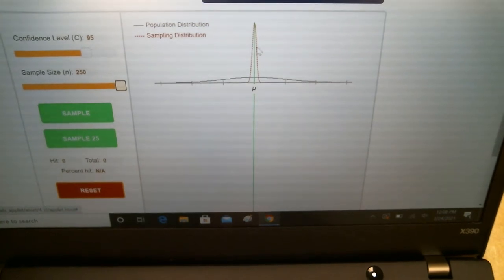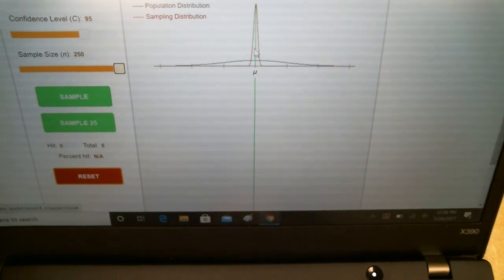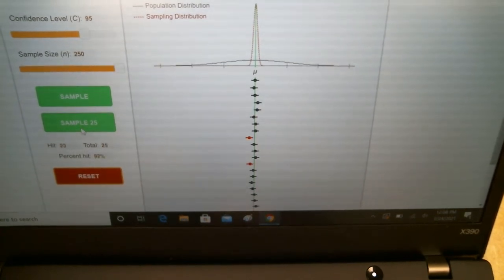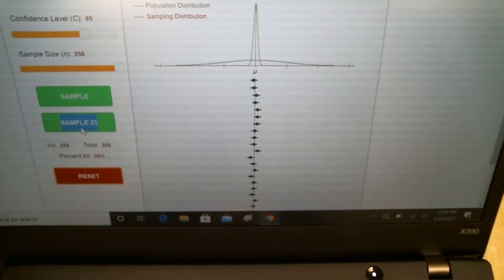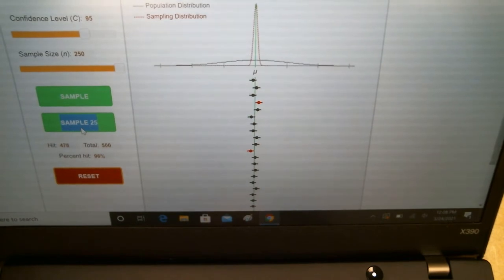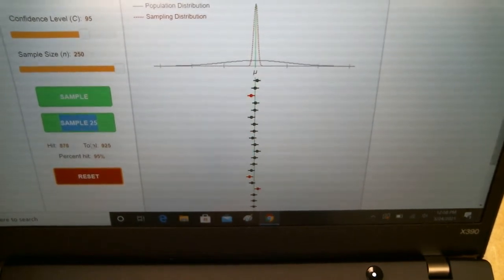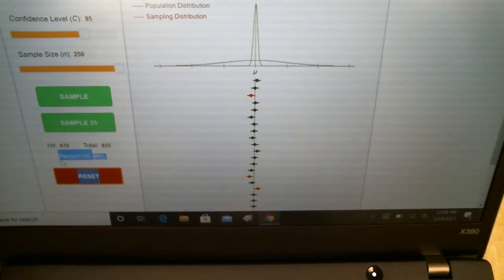So the sampling distribution got a lot more narrow, because my results are going to be less variable since I'm taking a bigger sample. So when I make it, you're going to see the intervals are smaller, but that percent hit is still hovering right around 95%. And again, that's what we're referring to when we say the confidence level.